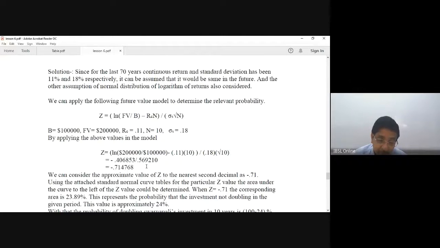Because what we need to do is, we need to see the... we can get the area to the left of the Z value in the normal curve, but our probability is given by the other side or other value. Anyway, I will try to illustrate this on the board.